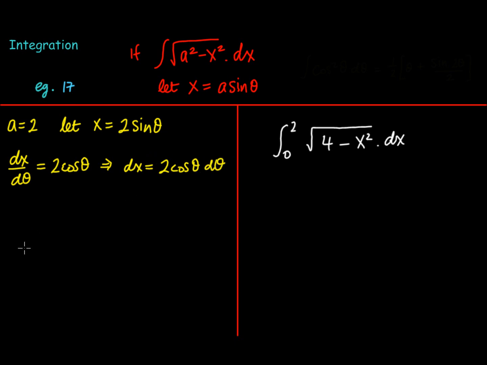Now let me draw a right angled triangle and consider what sine theta is. So if we let this equal theta, well, if x is 2 sine theta, sine theta is x over 2. So the opposite is x, the hypotenuse is 2. Now the adjacent side here would be equal to the square root of the hypotenuse squared minus x squared. And we see this is the same as the term we have in our integration.